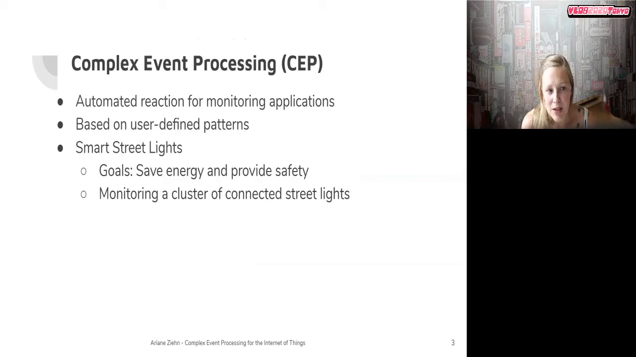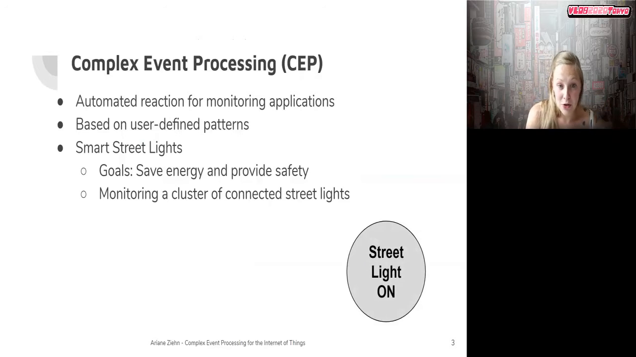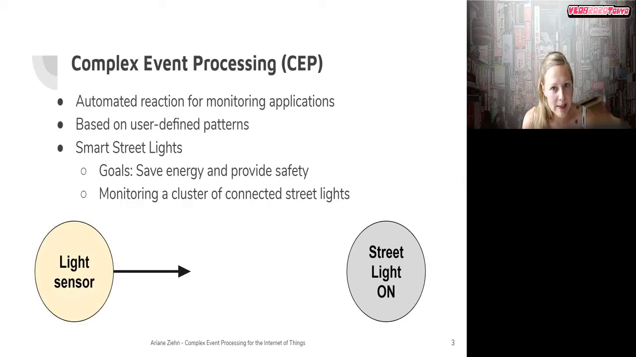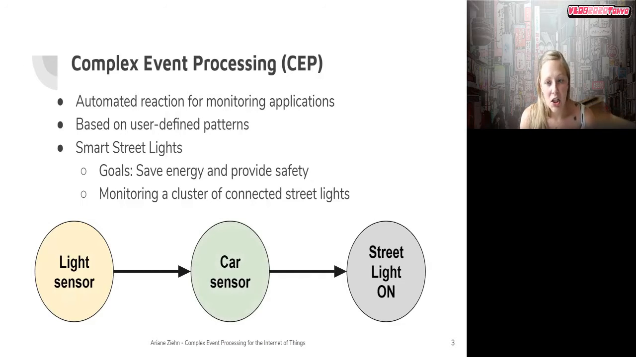So let's have a closer look at a smart street light application where the goal is to save energy and provide safety by monitoring a cluster of connected streetlights. So summing up, the action we want to trigger is: do we switch on the street light? The information we consider here could be, on the one hand, quite simple, checking light sensors if it's actually dark enough outside that it makes sense to switch on the street light. That is not really smart. We can be a bit smarter and add the information about whether anyone is in need of a street lamp. So here we can add the information about whether a car is close or is planning to pass by this street segment, and then only in this case switch on the street light.